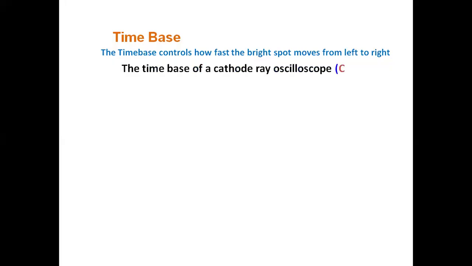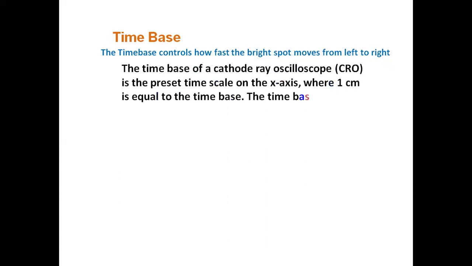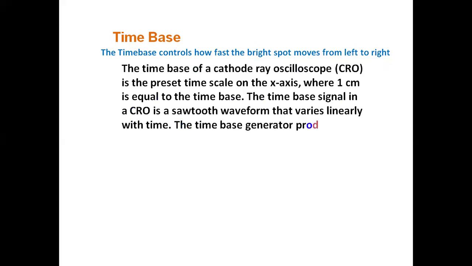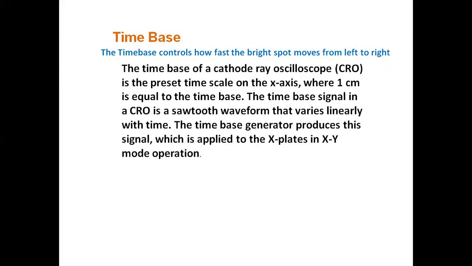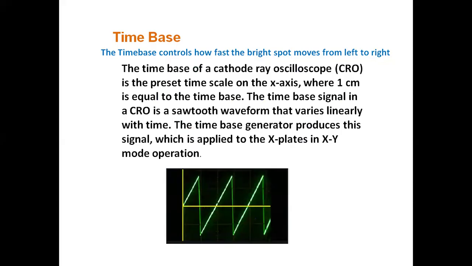The time base of a cathode ray oscilloscope, that is CRO, is the preset time scale on the x-axis where 1 centimeter is equal to the time base. The time base signal in a CRO is a sawtooth waveform that varies linearly with time. The time base generator produces this signal, which is applied to the X plate in XY mode operation. So this is the sawtooth waveform.